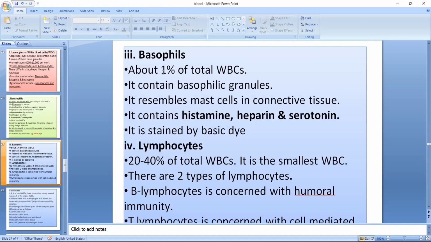Basophils are very, very less in number. They are the least number of blood cells among WBCs. They contain basophilic granules. They include mast cells in connective tissue. They contain histamine, heparin, serotonin.